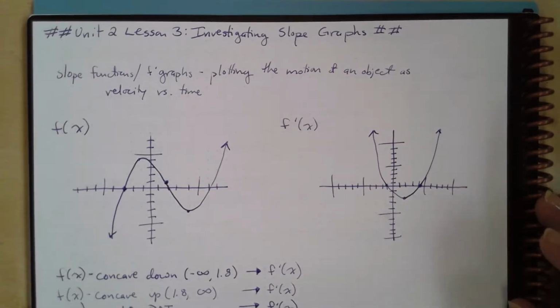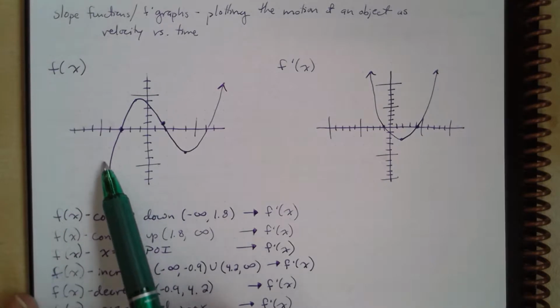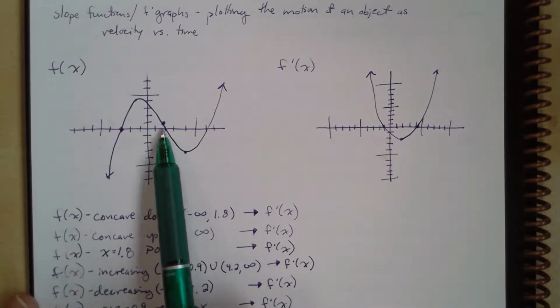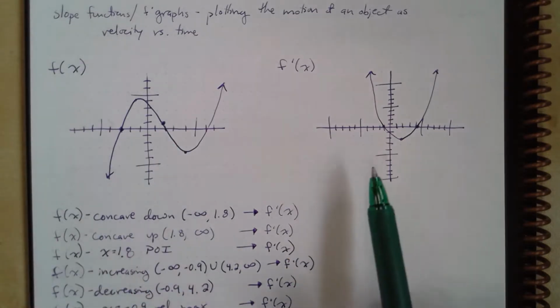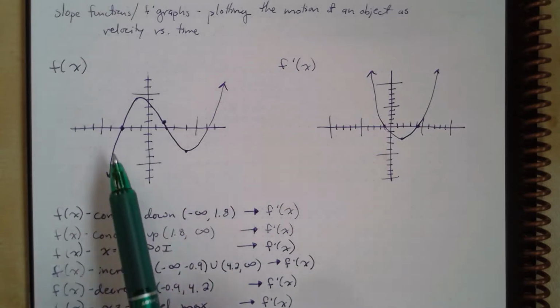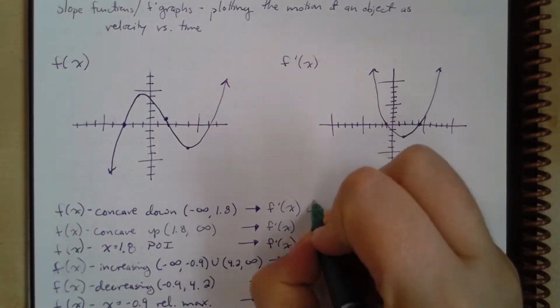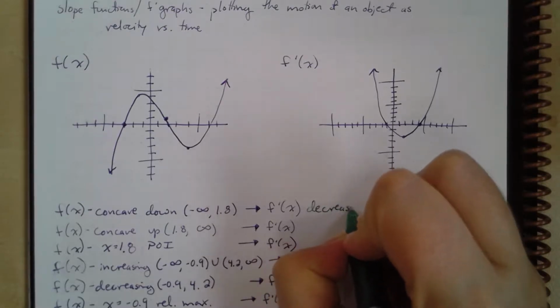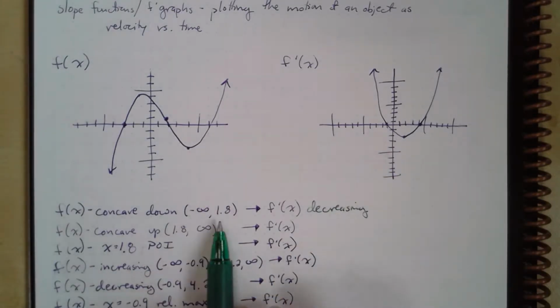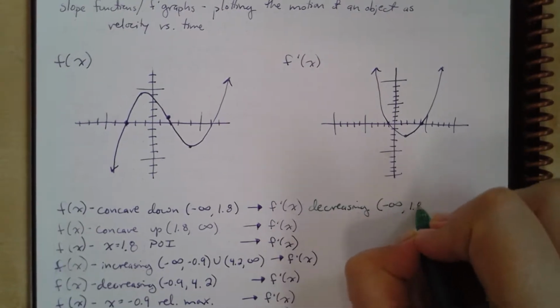I just want to look at this and make some comparisons. The first thing we can notice here is that f of x is concave down from negative infinity to 1.8, which is about here. And what's going on here? Well, from negative infinity to 1.8, f prime of x is decreasing. So f of x is concave down and f prime of x is decreasing. I'm not going to put in that the points are the same. Well, I guess I can. From negative infinity to 1.8.